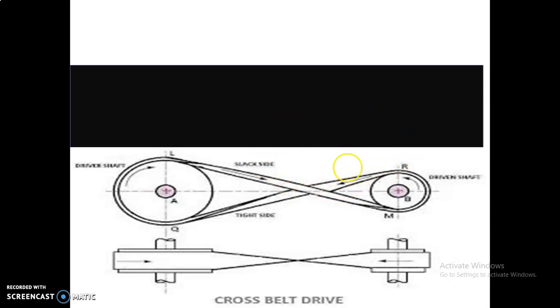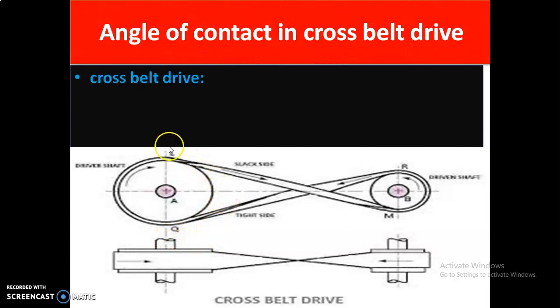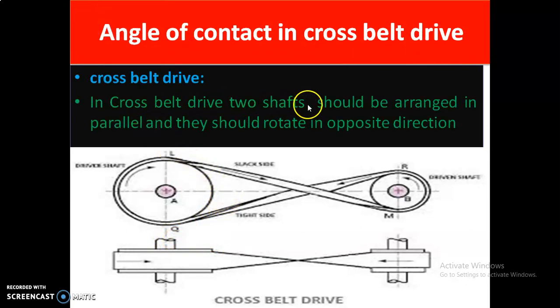In the cross belt drive, there are two shafts, this is shaft A and shaft B. Shaft A is parallel to shaft B, shaft B is parallel to shaft A. These two shafts should be arranged in parallel and they should rotate in opposite direction. So whenever pulley A rotates in clockwise direction, pulley B rotates in anti-clockwise direction. So this is about cross belt drive.